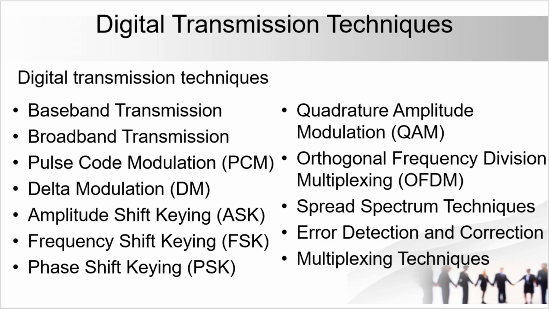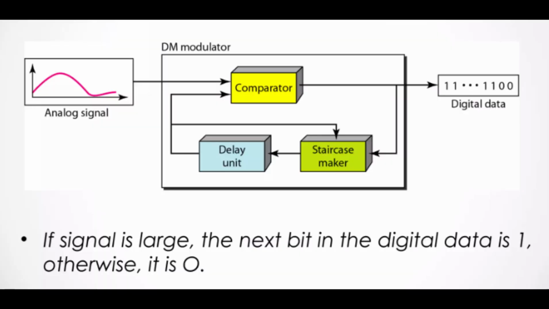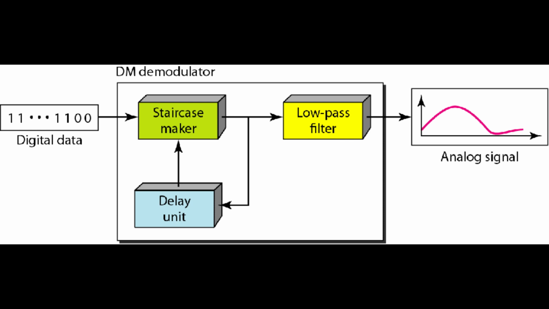Okay. So point number four, delta modulation, or we can call DM. DM is a simplified form of PCM where the difference between successive samples is encoded rather than the absolute value. The advantages are simplicity and reduced bandwidth requirement for the DM.